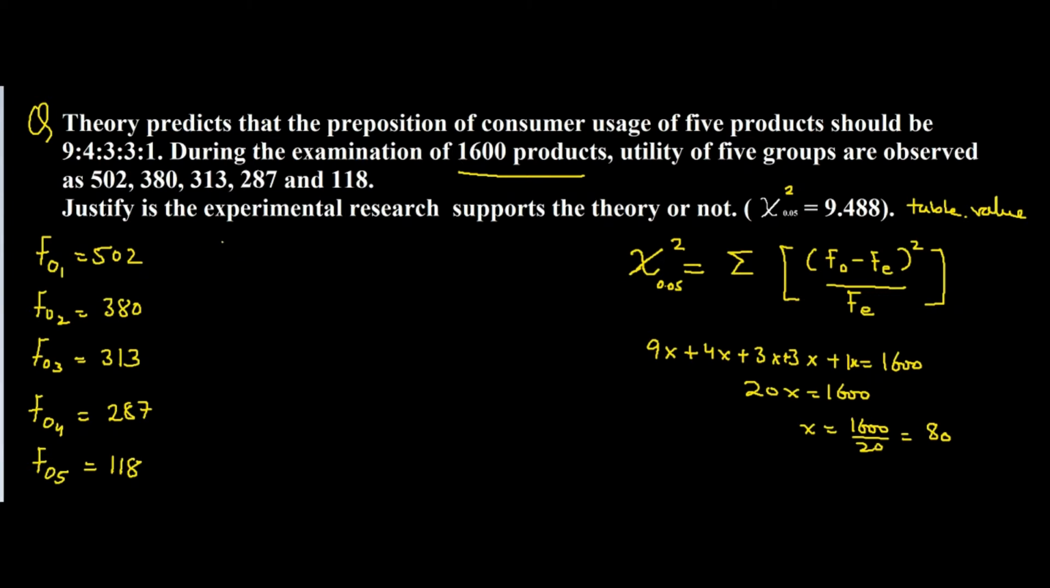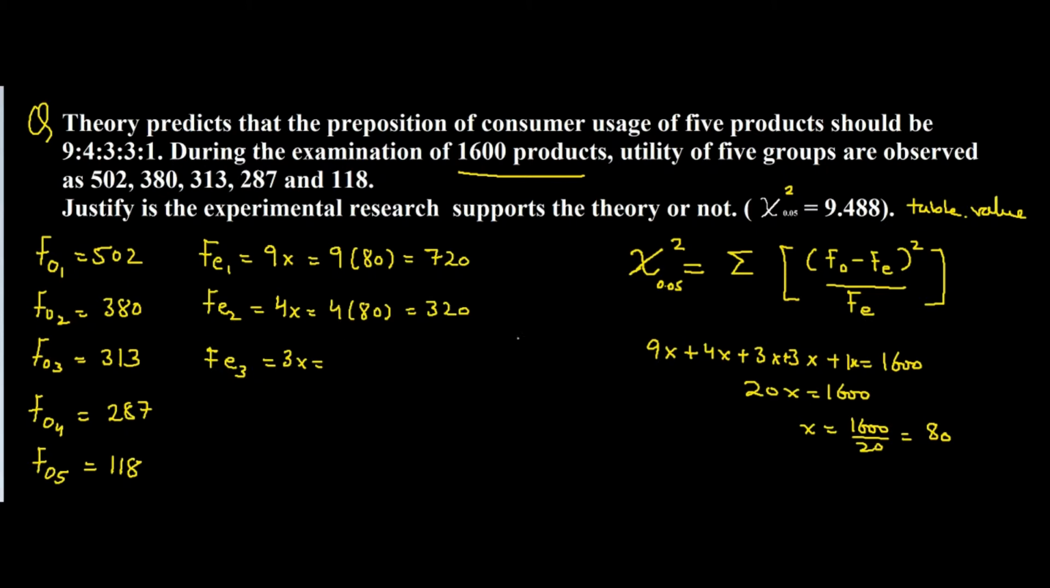Now we need to find the estimated value for the first, which is 9 times x, which is 9 times 80, and 8 9s are 72 and 0. Like that for FE2 we can calculate, that is 4 times x, which is 4 times 80, and it is 32. Like that way FE3 can be calculated. It's boring, but we need to do this to find the value of chi-square. So be with me.